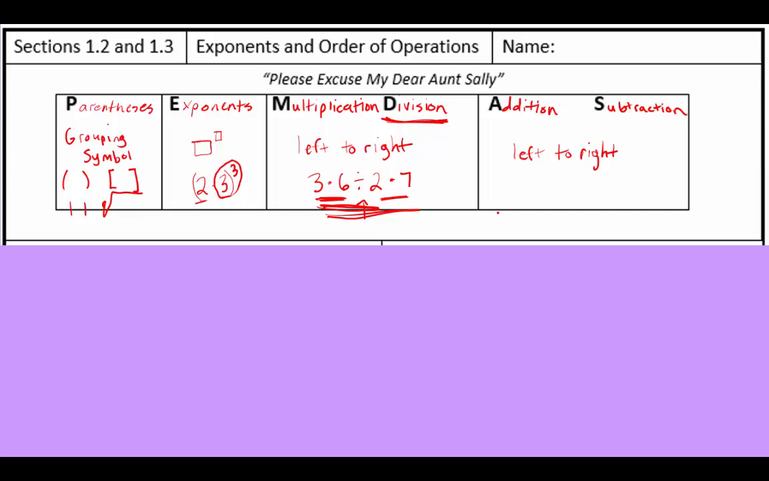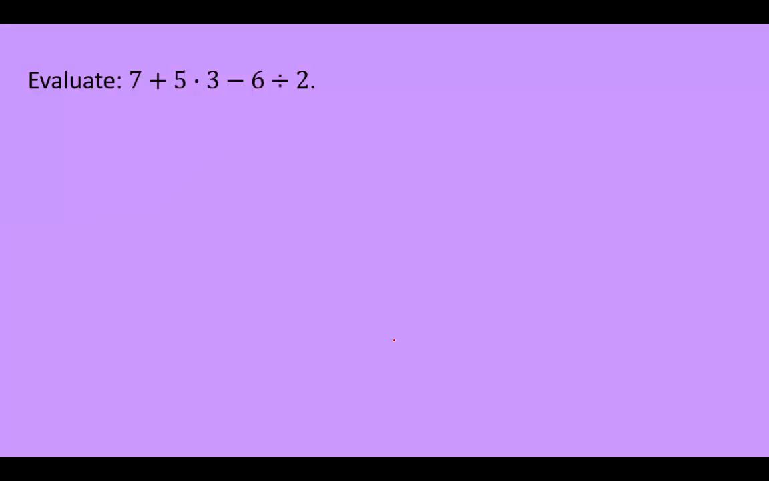So let's look at some problems that we can practice. We're going to start off fairly simple, and I say fairly simple because this problem does not have parentheses or exponents, so we can skip straight to the last 2 parts. Now, what we want to do is multiplication and division, and then once we've done that, we'll switch to addition and subtraction. That means that I want to focus on 5 times 3 and 6 divided by 2 and figure out what those are, and then put it in with the rest of the problem.